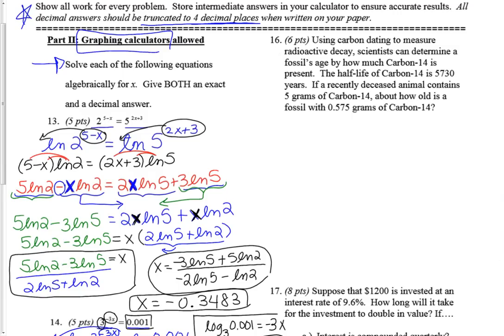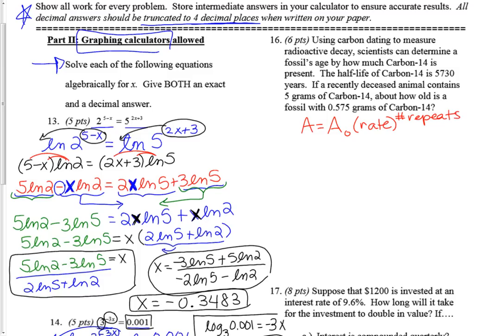All right, let's go up here to number 16. Using carbon dating to measure radioactive decay, scientists can determine a fossil's age by how much carbon-14 is present. The half-life of carbon-14 is 5,730 years. If a recently deceased animal contains 5 grams of carbon-14, about how old is a fossil with 0.575 grams of carbon-14? This is not a money problem. It's going to follow our standard rule where the amount at the end is the amount at the beginning times the rate to the number of repeats.